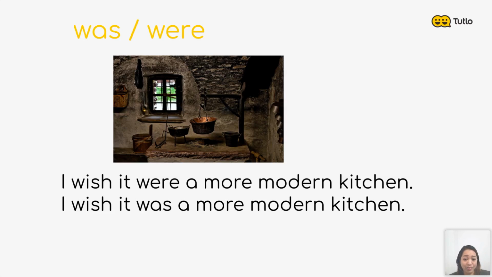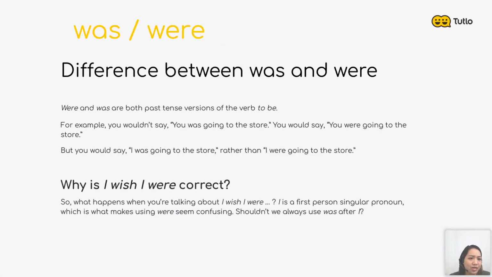Now, the thing is, many people ask this. So, Marian, when I want to use I wish, what's the difference between was and were? Let me tell you, I have a little explanation about this. We both know that were and was are past tense versions of the verb to be. But were is usually used in relation to second person singular and plural. We use were if you use you, your, and yours. It is also used with select first and third person plural pronouns.